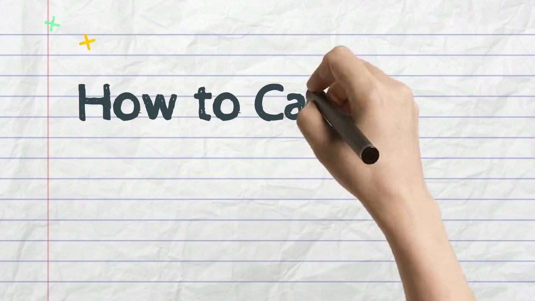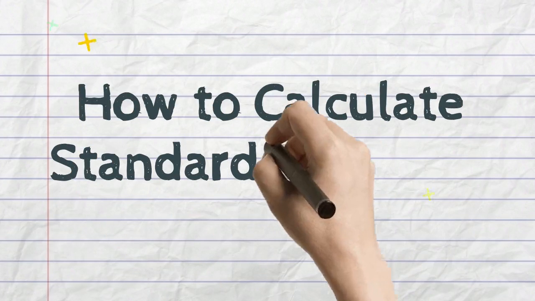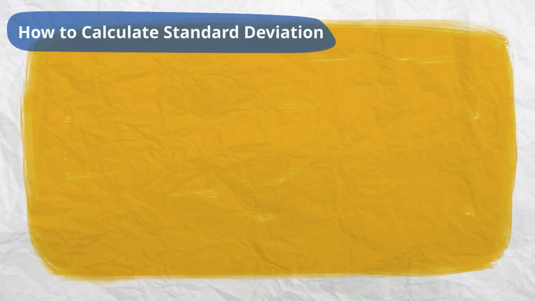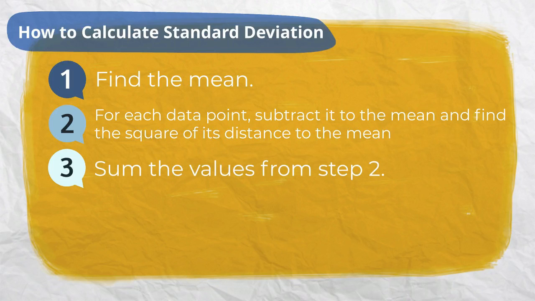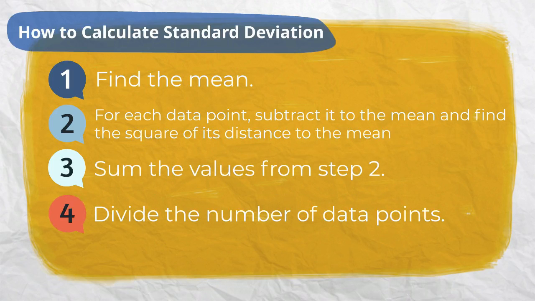So how do you calculate standard deviation? It's as easy as 5 simple steps. First, we have to find the mean. Step 2, for each data point, subtract the mean and find the square of its distance to the mean. Step 3, sum the values from step 2. Step 4, divide by the number of data points, and the last step, find the square root.